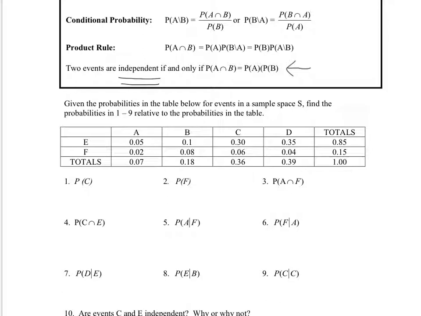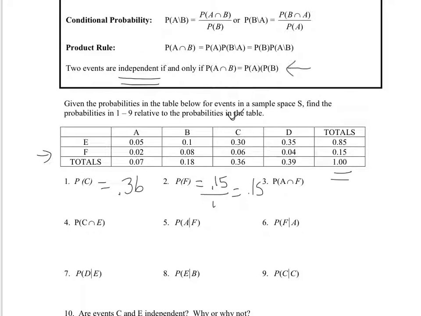Now, here are some probabilities given to you for some sample space S, and we're going to read these probabilities out of the table. If we want the probability of C, that means we're going to go to the column that says C, and come down to the total for C. That's 0.36, because it would be 0.36 over 1. The total is 1, so it's just 0.36. Now on 2, the probability of F isn't a column, it's a row. And the total over there is 0.15. And again, when you take 0.15 over 1, that's just 0.15.